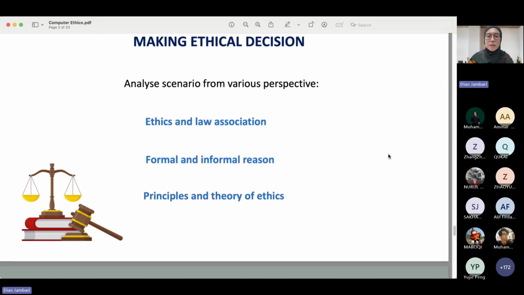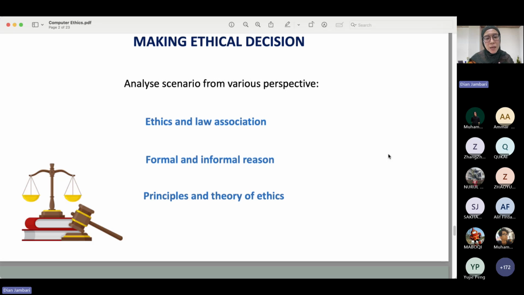First, we analyze the scenario that requires us to make a decision ethically from the Ethics and Law perspective. So we consider any law or regulation, any legal aspect, to be included in our decision. We check, refer to, and are guided by any regulations. That is quite straightforward: we first look at all the rules and regulations, the legal aspect, to help us make sure that we address any issues ethically.